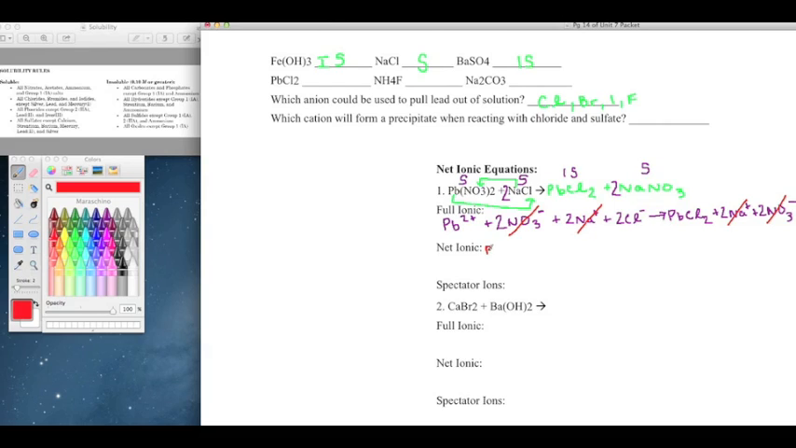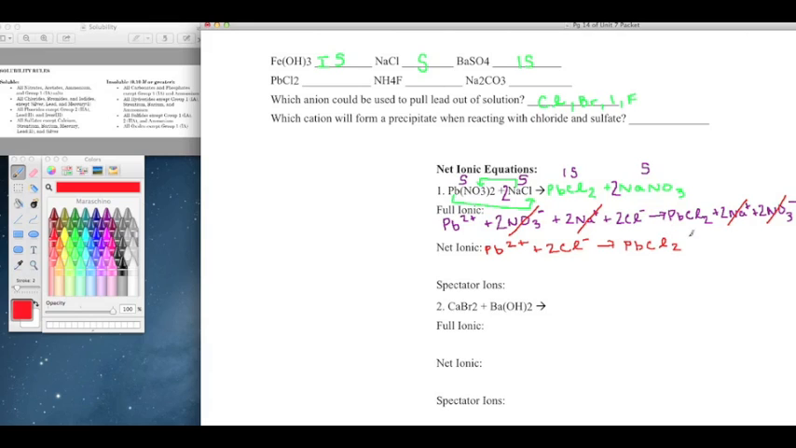All right. Your net ionic, guys, is just going to be what's left over. So you've got Pb 2 plus and 2Cl minus gives me PbCl2. So if you notice, what my net ionic reaction is doing is it's telling me what exactly is happening in the reaction, what I'm really concerned about. Pb is going to react with Cl to form PbCl2.